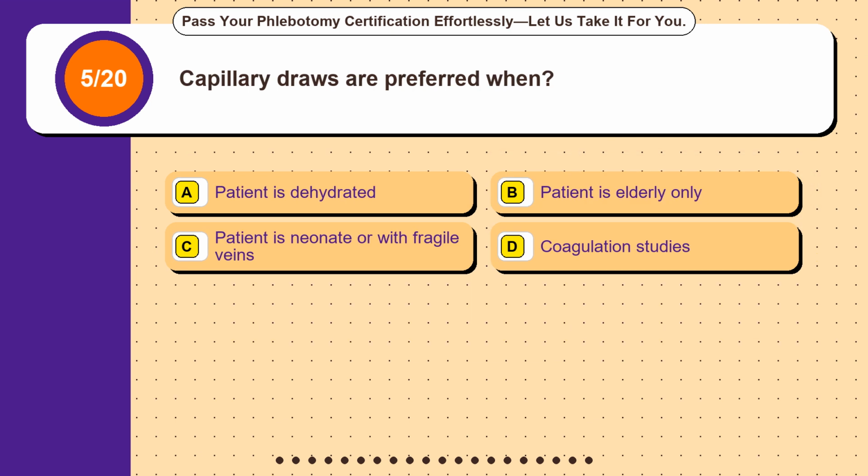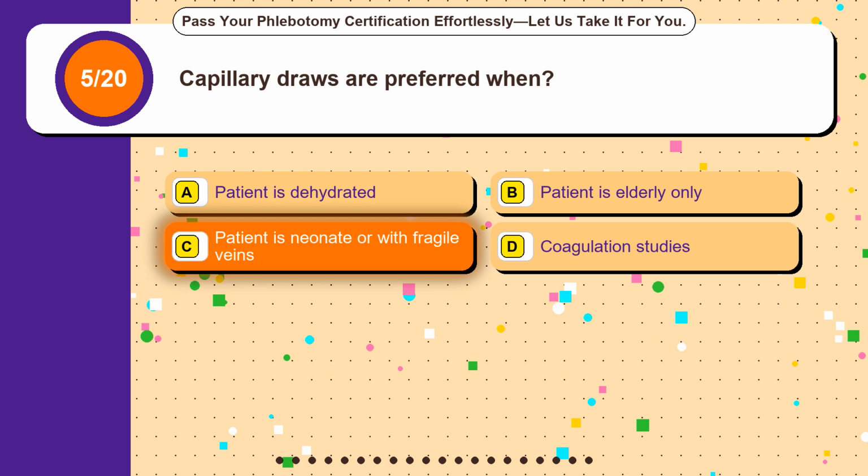Question 5. Capillary draws are preferred when? Option A, patient is dehydrated. Option B, patient is elderly only. Option C, patient is neonate or with fragile veins. Option D, coagulation studies. The correct answer is option C, patient is neonate or with fragile veins.